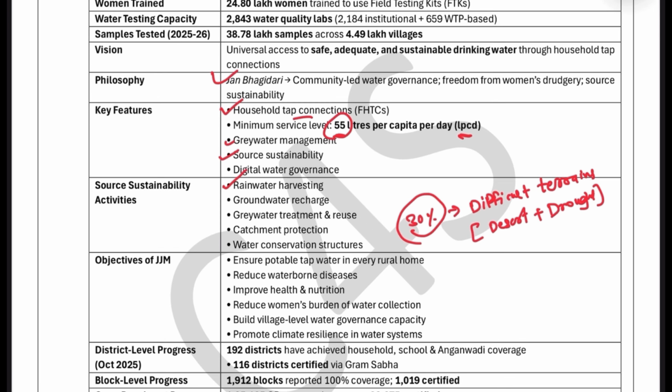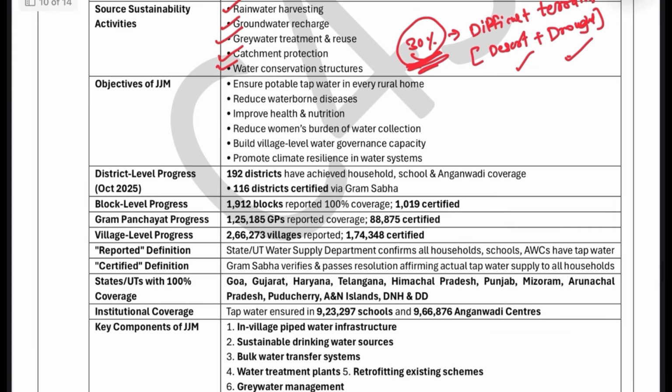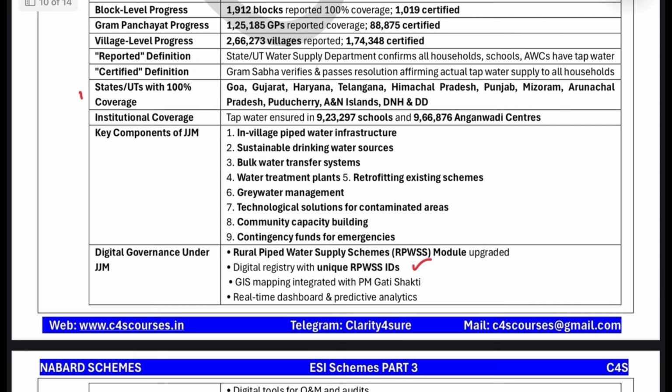What will be the sources that we are going to manage? Rainwater harvesting, groundwater, grey water management, catchment protection, water conservation structures, etc. will be covered. One fact that was there in the PIB is that 30% priority will be given to difficult terrains. The 30% weightage was assigned for difficult terrains, which include the Desert Development Programme and Drought Prone Area Development Programme, for prioritizing the implementation of piped water supply schemes. Remember, 30% desert and drought prioritization. The next important thing is some data, you can skip this.